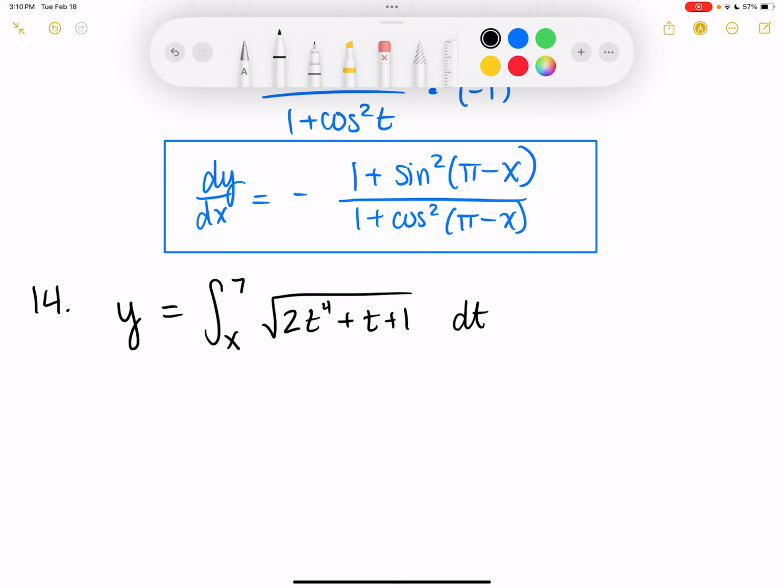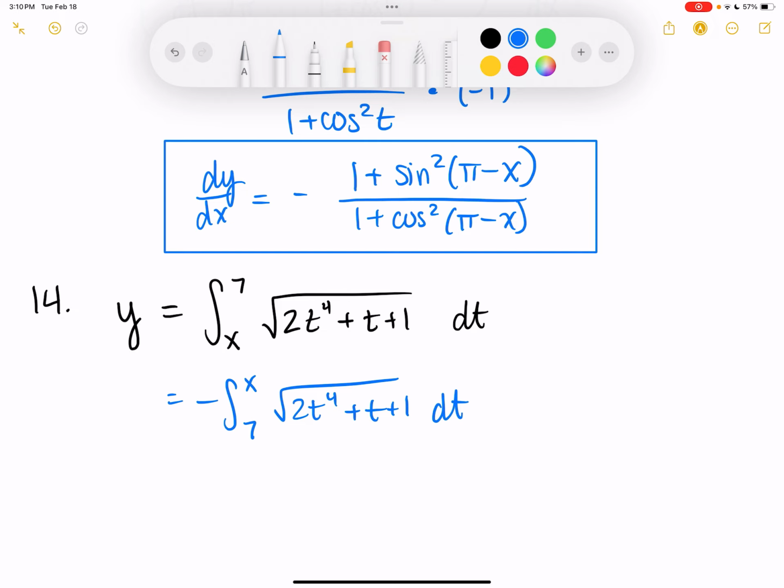So what is different about this problem? They put the x on the bottom part. But because we did 6.3 already, we just know to flip it over and make it negative. We have to make the whole integral a negative. So this is going to be negative integral from 7 to x of the square root of 2t to the fourth plus t plus 1 dt.